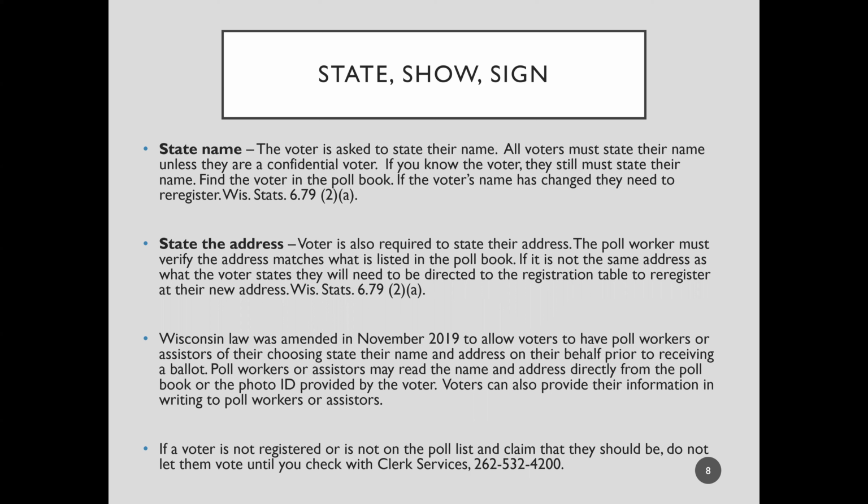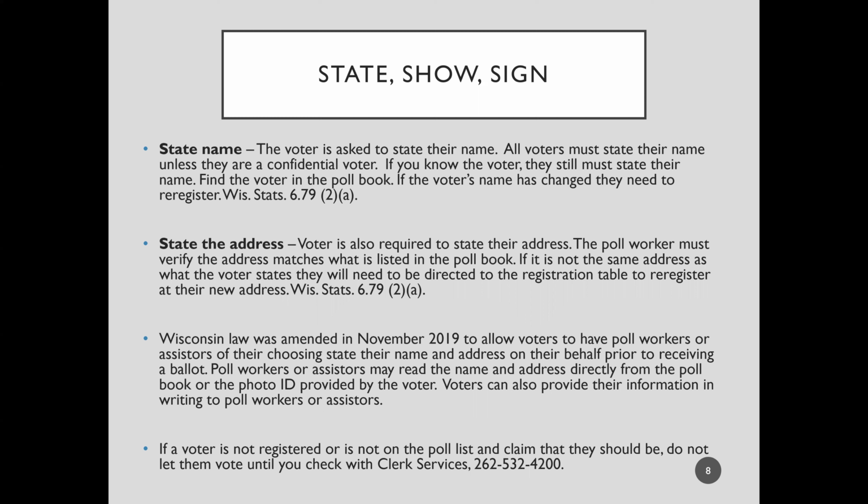They would then sign the poll book after they state their name and address. Sometimes we find that's helpful when we ask somebody to state their name. We don't have them state their name and address together, but just one and then the other. This gives you time to actually find the name in the poll book, read the address, and then verify it matches the name on their photo ID and view their photo ID.